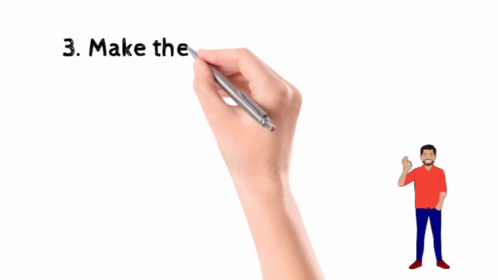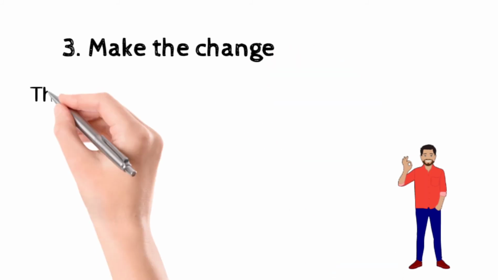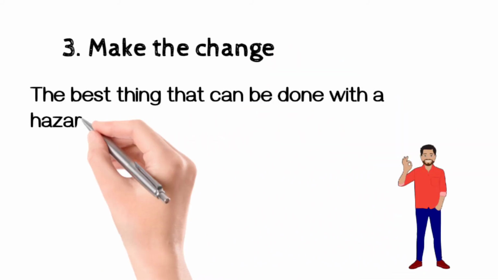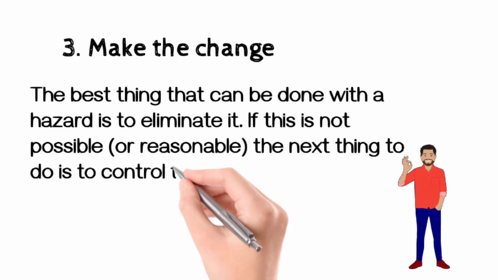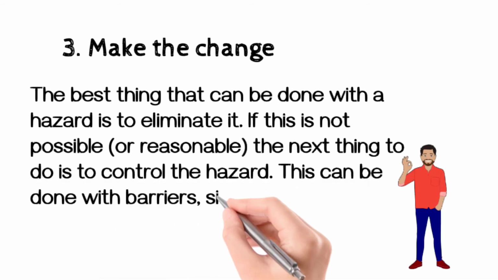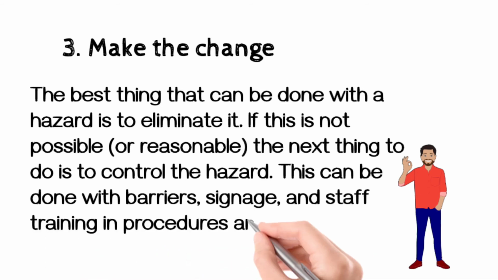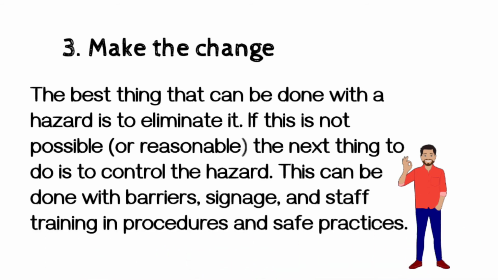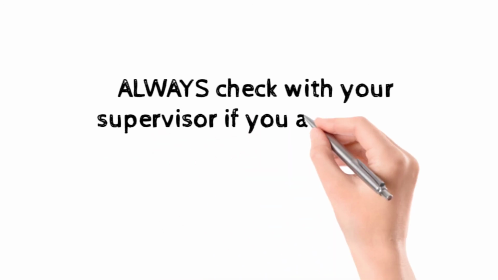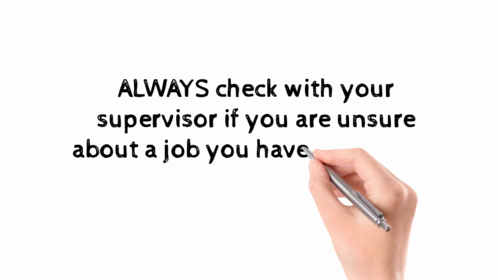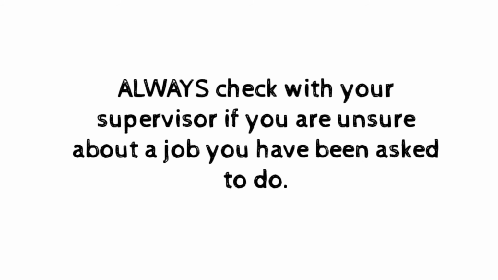Third, make the change. The best thing that can be done with a hazard is to eliminate it. If it is not possible or reasonable, the next thing is to control the hazard. This can be done with barriers, signage, and staff training in procedures and safe practices. Always check with your superior or supervisor if you are unsure about the job you have been asked to do.